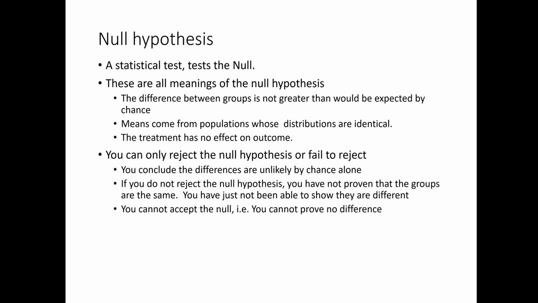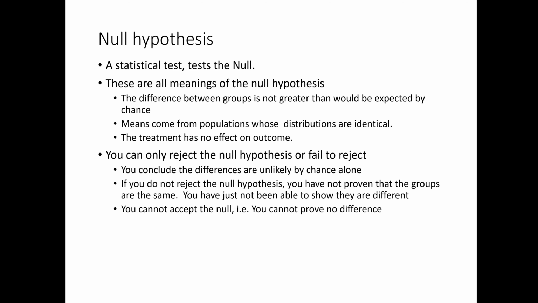Some meanings: the difference between groups is not greater than would be expected by chance. Means come from populations whose distributions are identical. The treatment has no effect on outcome. A null hypothesis is a fictional, well, it's not really fictional, but it's a concept where there is absolutely no difference. And that's the statistical test that we're doing. That's the hypothesis. We don't test if groups are different. We test if they are not different.